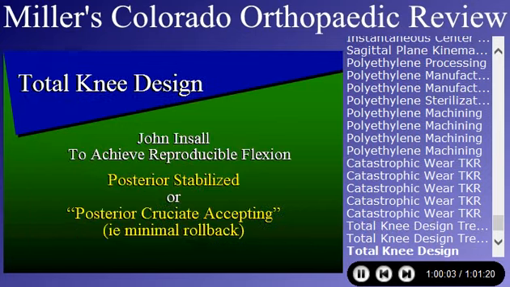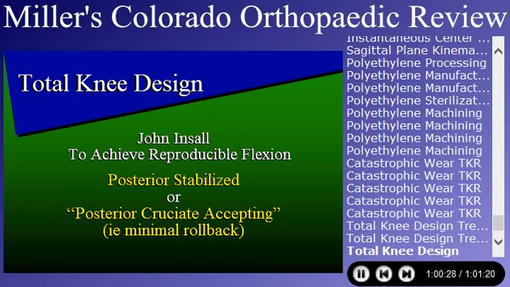John Insall has talked about getting rid of the PCL altogether using a posterior stabilized knee, which he truly believed was the way to go, or what we call a posterior cruciate accepting knee, meaning you save the PCL, but you're not using the PCL for rollback. You're just using it as a static stabilizer so it won't sublux. And so what you're doing with the PCL is it stays there and you put a congruent articulation. You're just putting a posterior center of rotation with the implant.